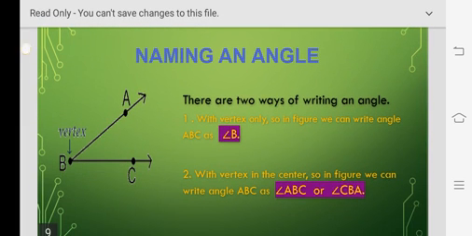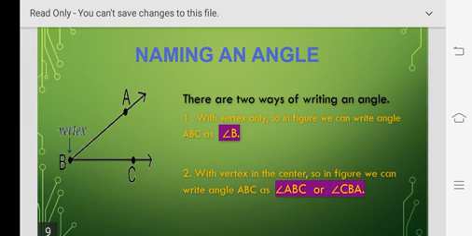How do we name an angle? There are two ways of writing an angle. One way is with the vertex only. In the figure, you can see B is the vertex of the angle, so we can write it as angle B. Or we can write it another way, with the vertex in the center using all three alphabets. We can write it as angle ABC or angle CBA. You can notice the vertex is a very important term in writing the name of an angle.